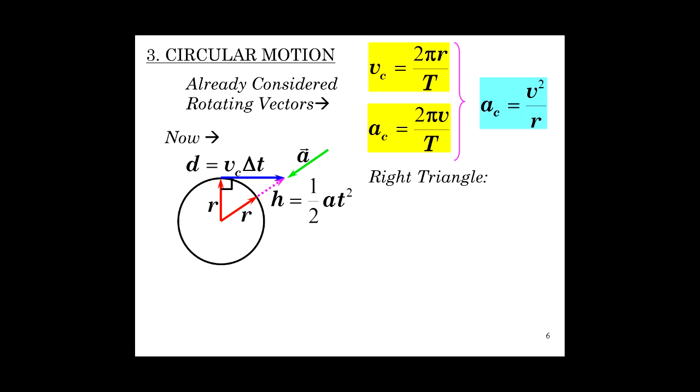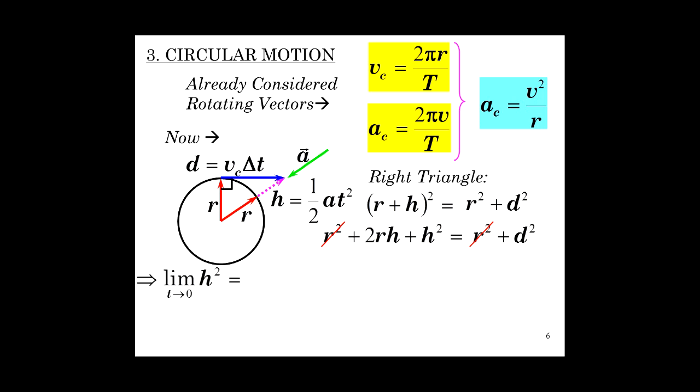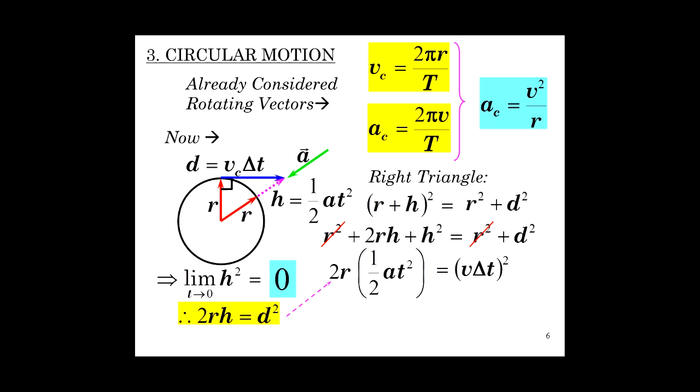Now, height is 1/2 a t squared. When we have this right triangle, we have (r plus h) squared, Pythagorean theorem here, equals r squared plus d squared. Expanding that, the r squareds go away. Now in the limit, as t approaches 0, h gets really small, h squared approaches 0. So in the limit we can eliminate the h squared, and we have 2rh equals d squared. And h is 1/2 a t squared, so stick that in here. Equals d squared. d is v delta t. So r a t squared equals v squared t squared. And finally, centripetal acceleration is v squared over r.